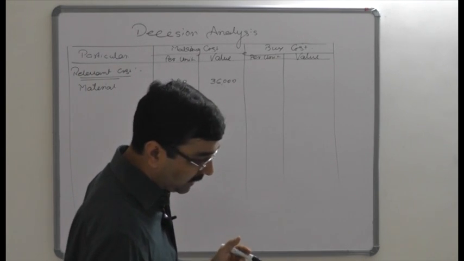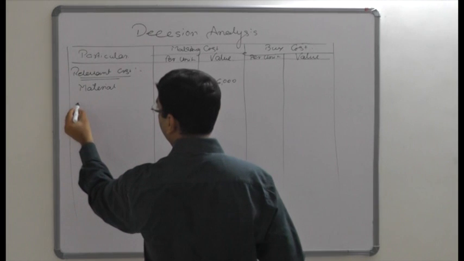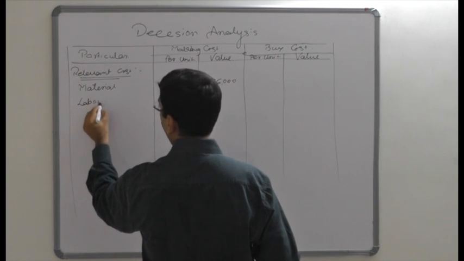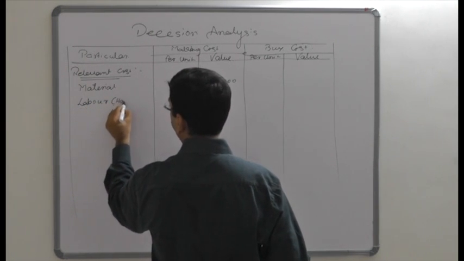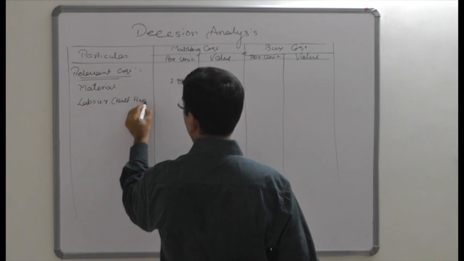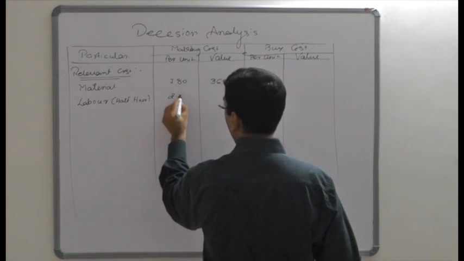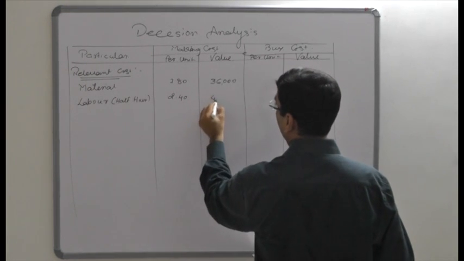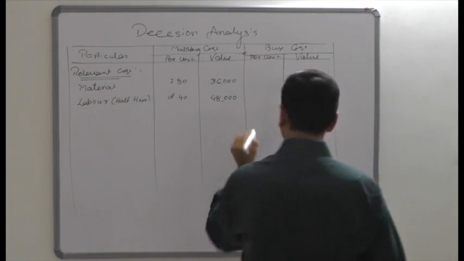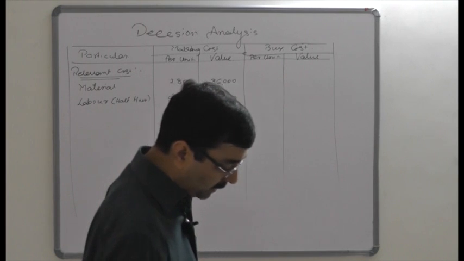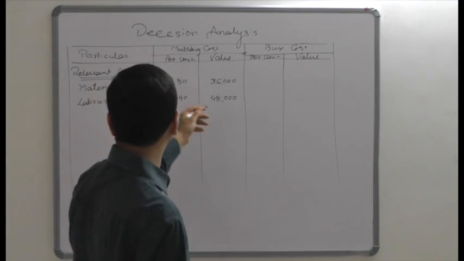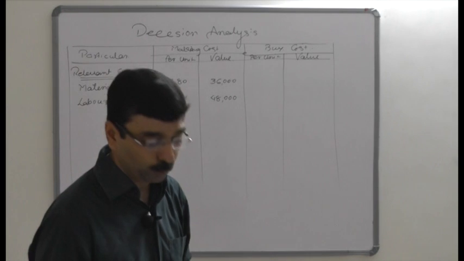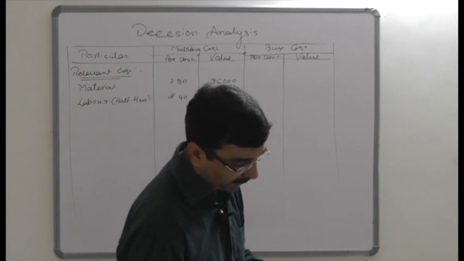Then the labor cost is given as 2.40, that is for half an hour, but the labor cost is given per unit, it is 2.40. Again 20,000 units are going to be manufactured, so it comes to 48,000 rupees. So here we have a labor cost of 48,000 rupees on the basis of 2.40 per unit.